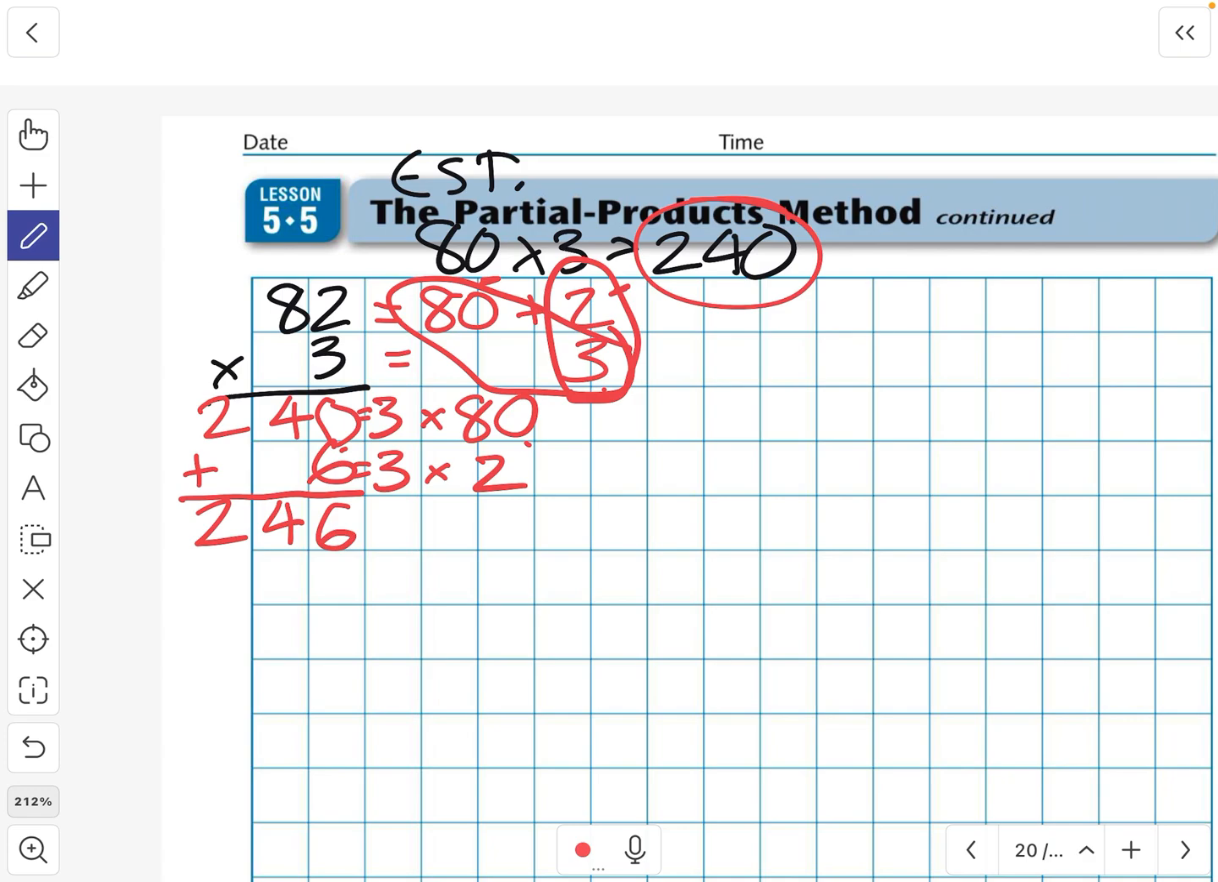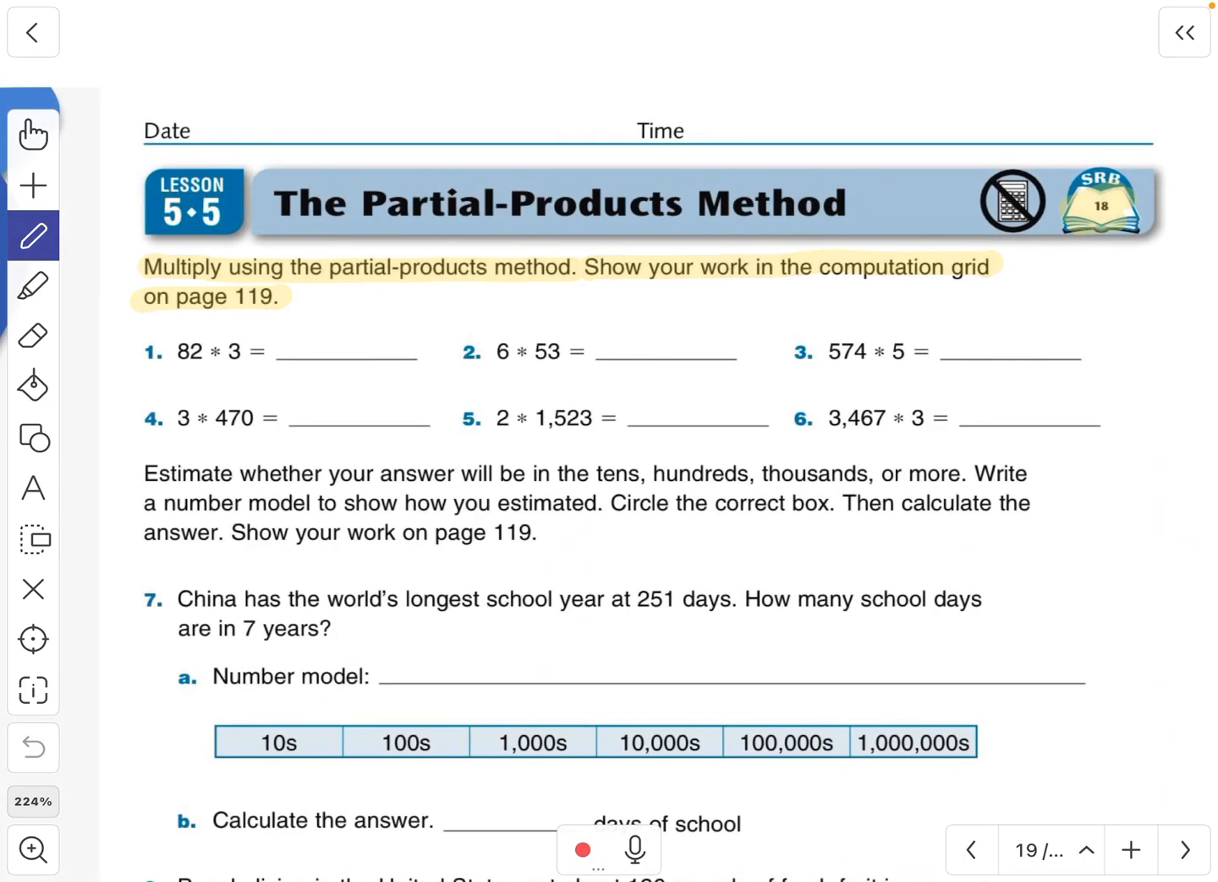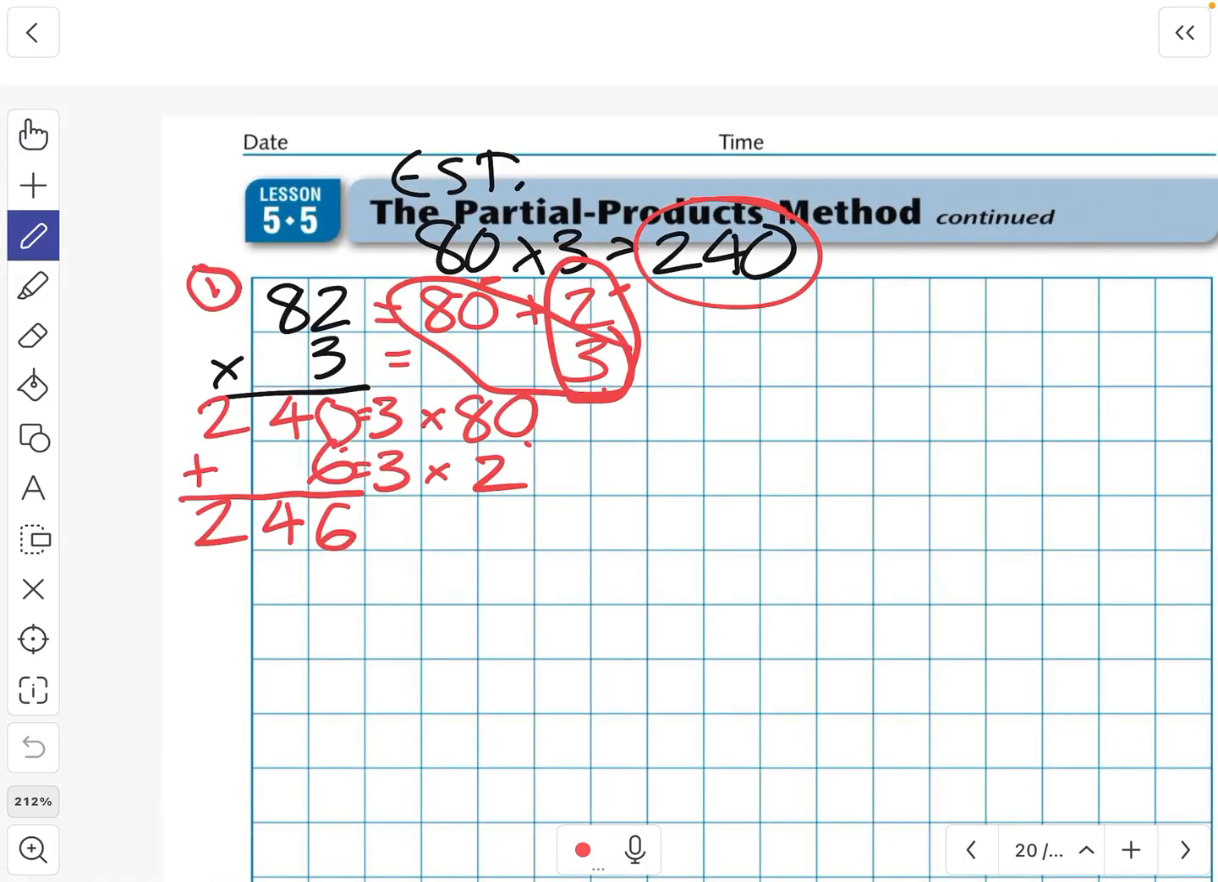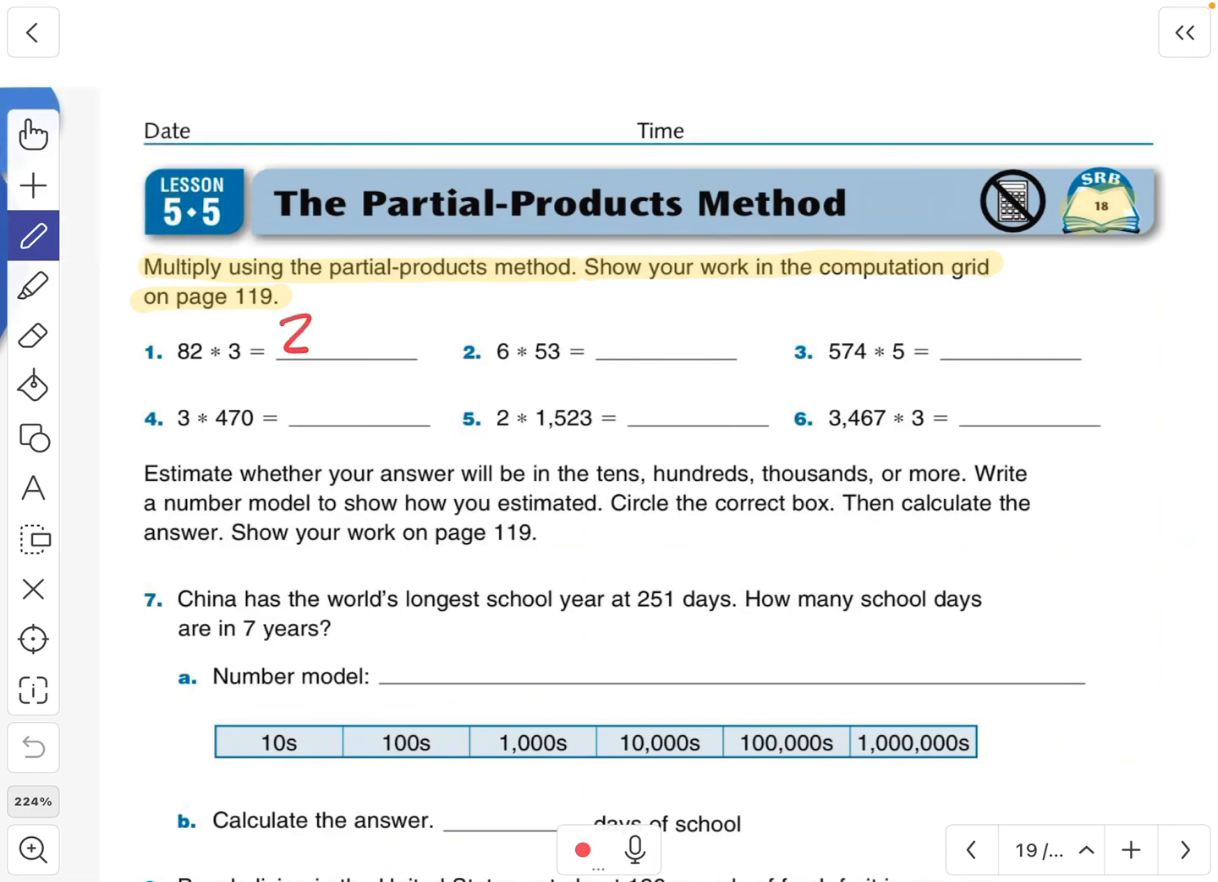Since we're doing our work on another page, I'm actually going to put the problem number here so that if I have to look back, I can easily tell which problem I was working on. I already forgot the answer. 246. Now how many of these do you have to do? 6 of those. And then we get to the estimates down here.